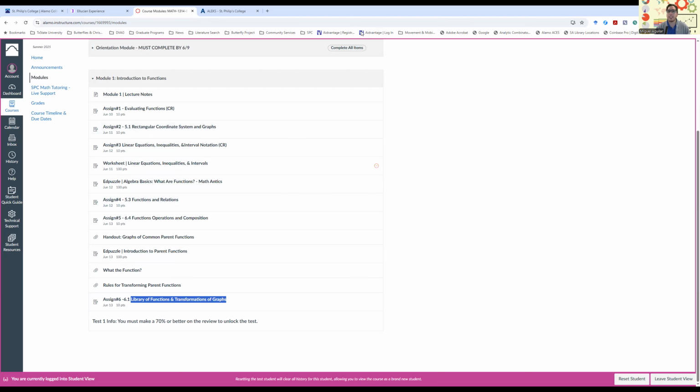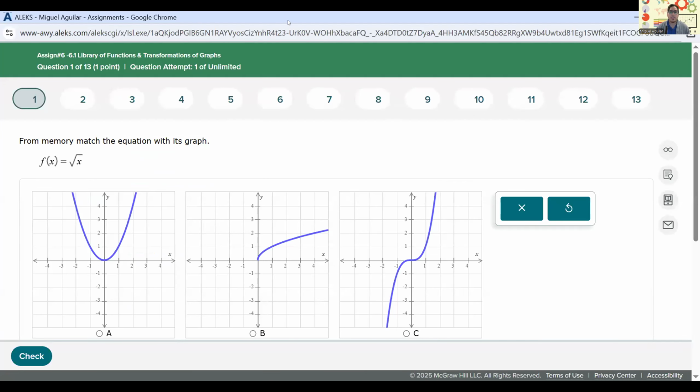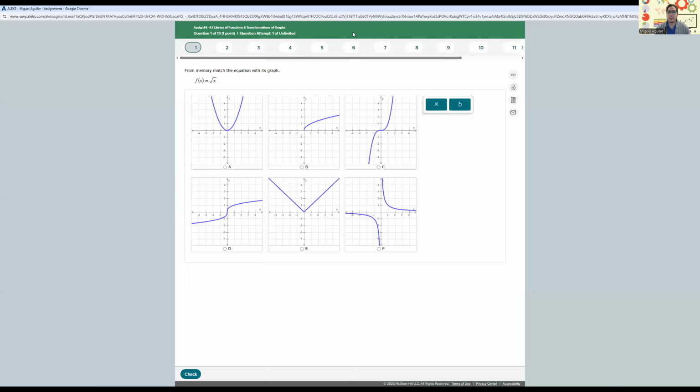Okay, so let's just jump right in and do a few examples here so you know what to expect when you get into the homework. Let's go ahead and take a look at ALEKS. So I pulled up the assignment here, and the first problem is just saying, from memory, match the equation with its graph. And it gives you this equation here, f of x is equal to the square root of x.